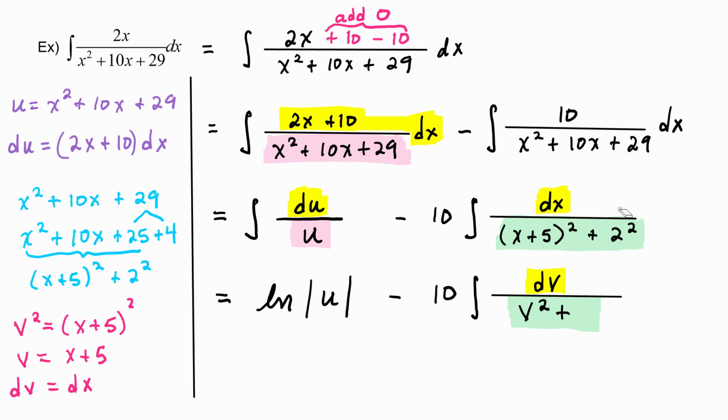And then the 2 squared needs to get replaced with a squared. So then that tells us to let a squared equal 4, which means a is equal to 2. So then this 2 squared becomes a squared. Continuing to simplify, natural log of the absolute value of u becomes natural log. We substitute for the u variable its definition of x squared plus 10x plus 29.